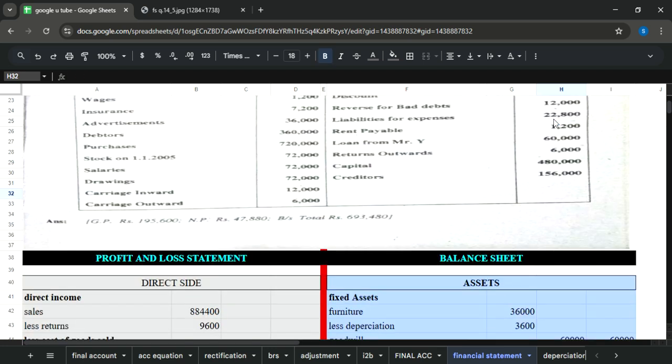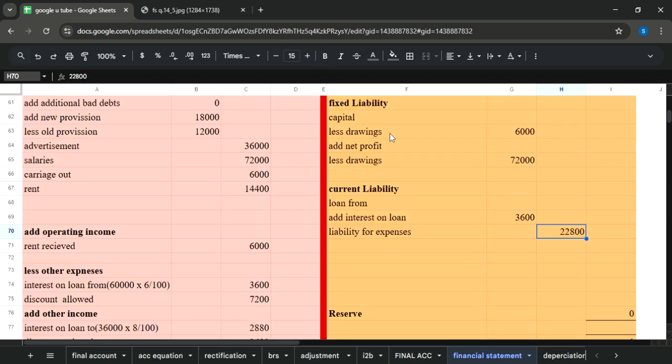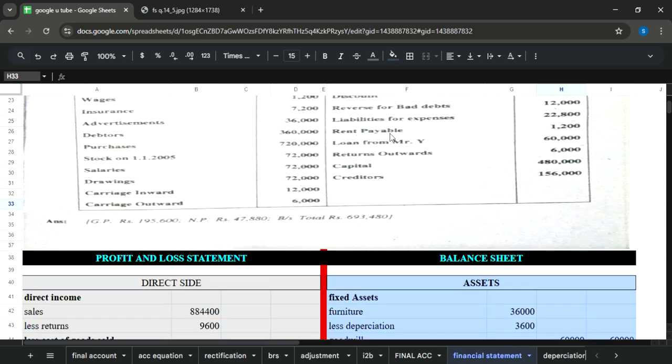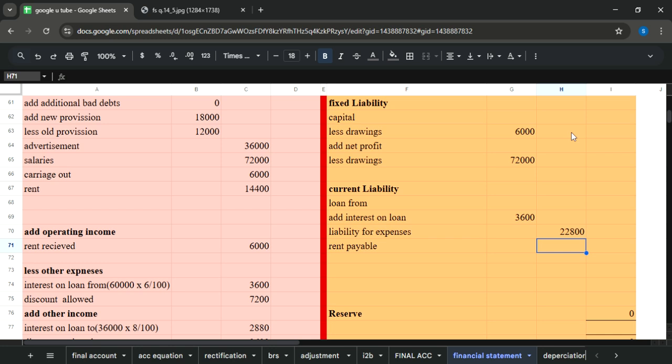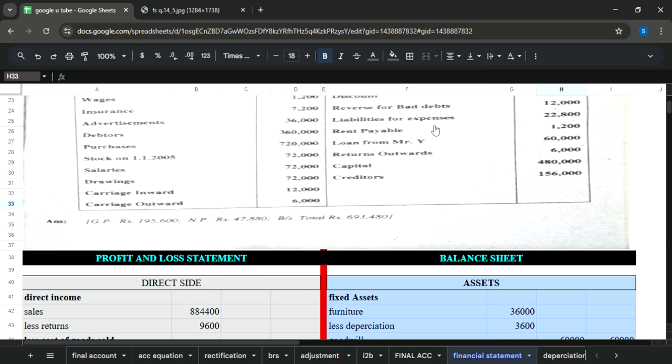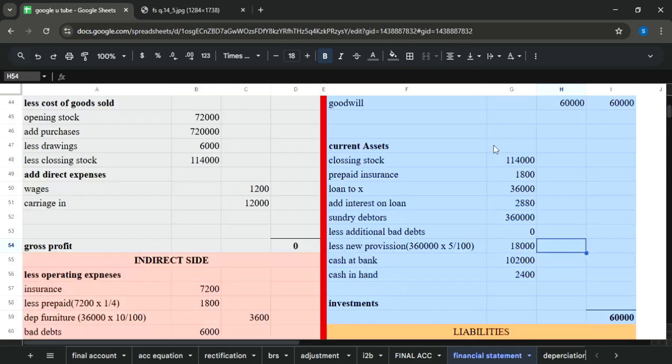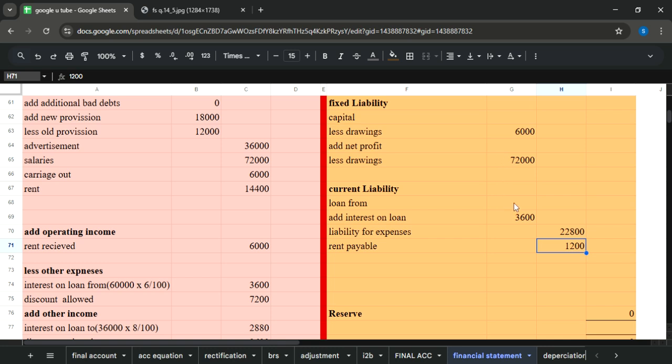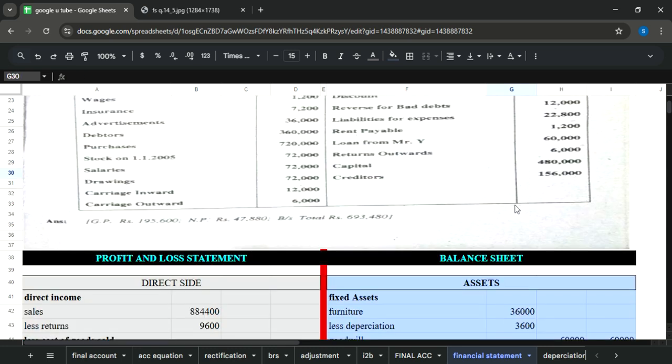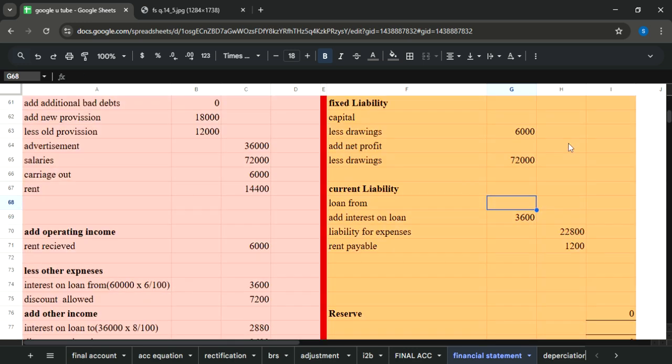Guys, after liability we have rent payable. Again, this is also your liability. So you will mention rent payable. Amount of rent payable is 1,200. Write it down. After rent payable, we have loan from. It is part of liability. I hope, yes, we have already mentioned it. Look at loan from, and the amount is 60,000. Just write it down over here.